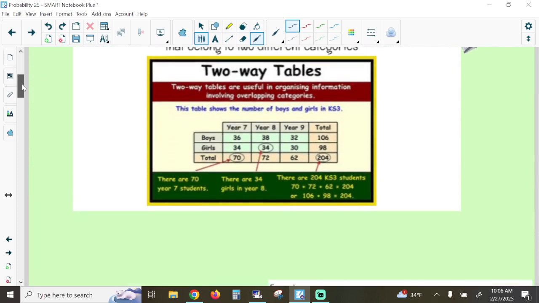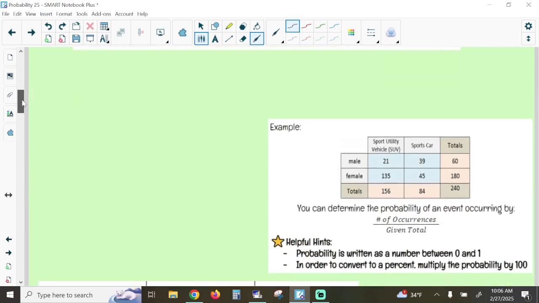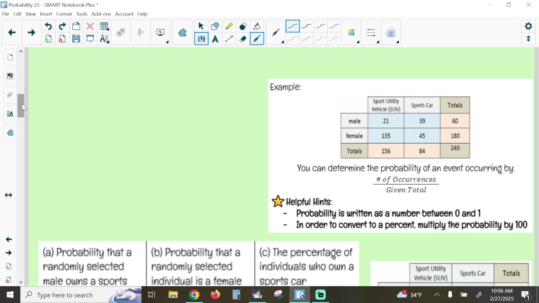Okay, so we have two-way tables. If you look at the front of your purple foldable, why do you think they call them two-way tables? They're two different categories. What is the category for this side of your table? Gender would be a category here. What would be the category at the top? Cars. Okay, so there are two categories. Two-way tables always have two categories.